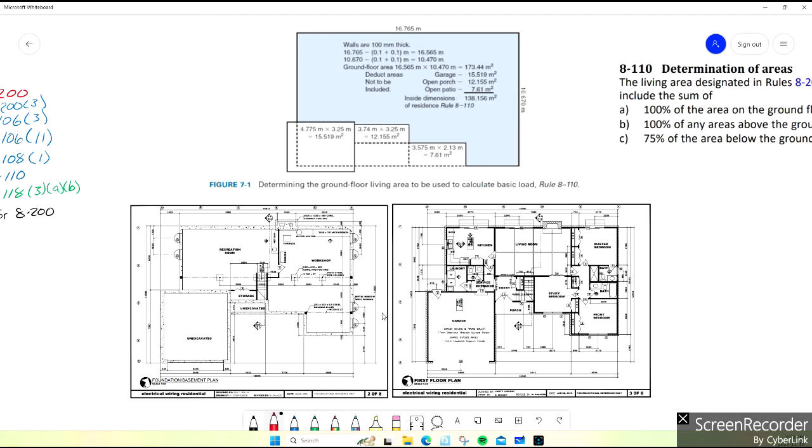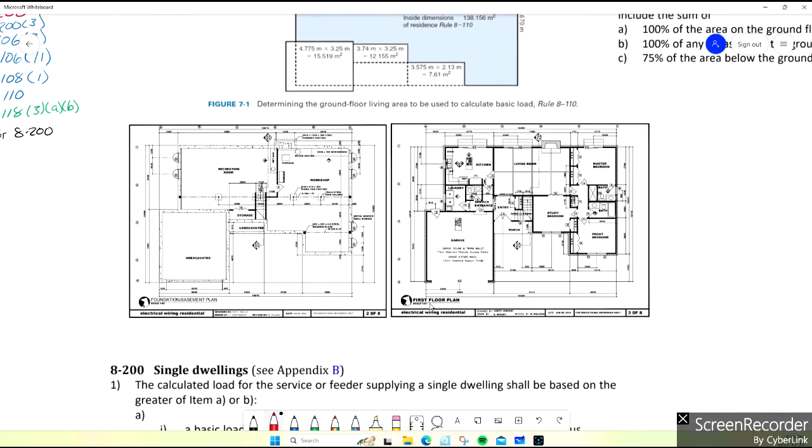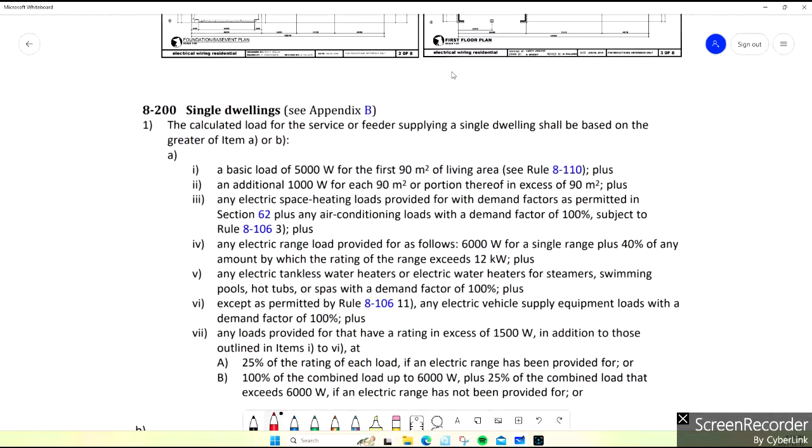I teach from it at various colleges. So yeah, that's where these images come from. Just grabbed a couple here. We're going to look at this and determine how we calculate the usable space. Before we do that, what I want to do is go over the rules themselves.